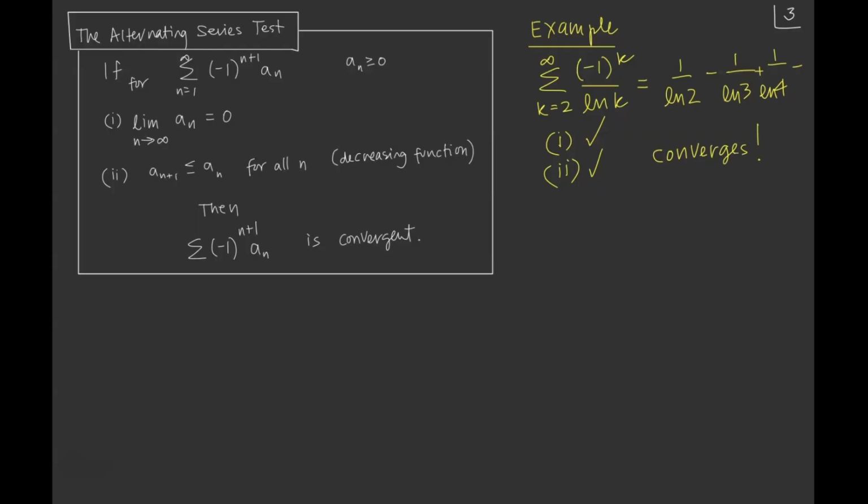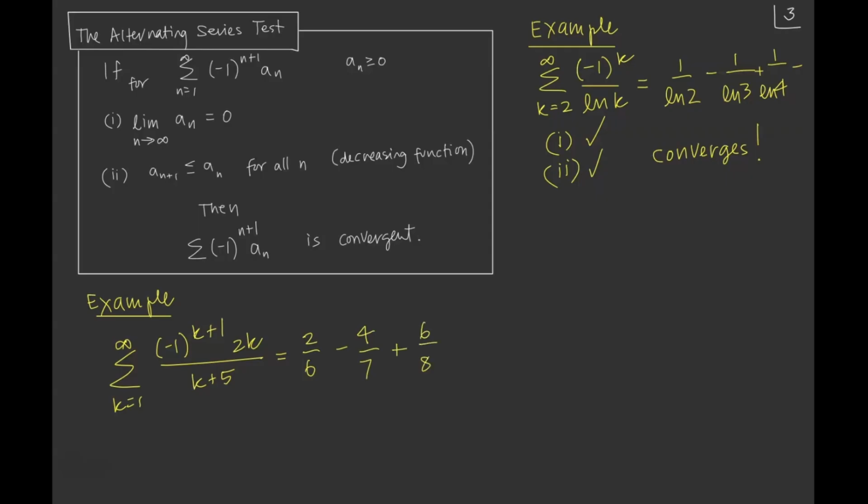Another example is let's look at the series k equals 1 to infinity of (-1)^(k+1) times 2k over k plus 5. And so let's get a feel for what this looks like. When k equals 1, that's going to be 2/6. And then minus, when k equals 2, 4/7ths. And then plus, when k equals 3, this will be 6/8ths. Minus 8/9ths. Plus 10 over 10.